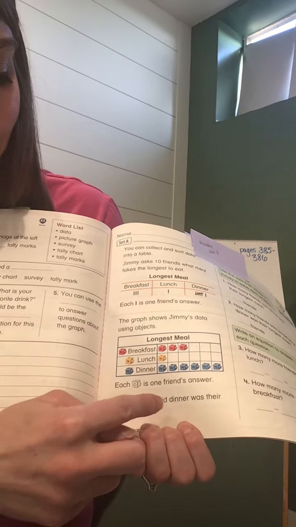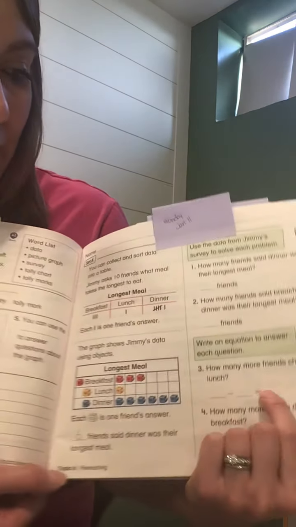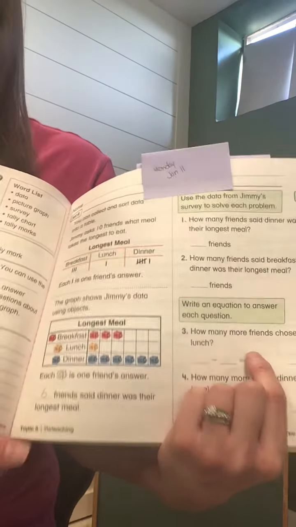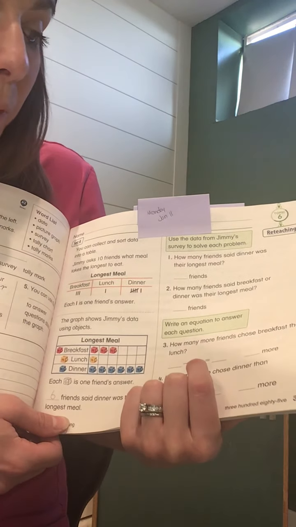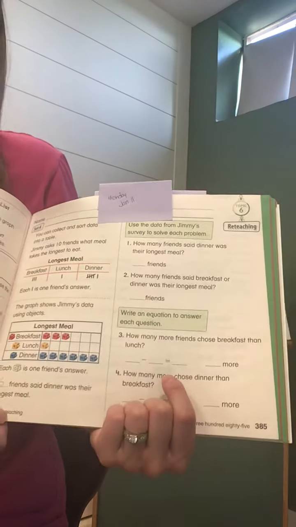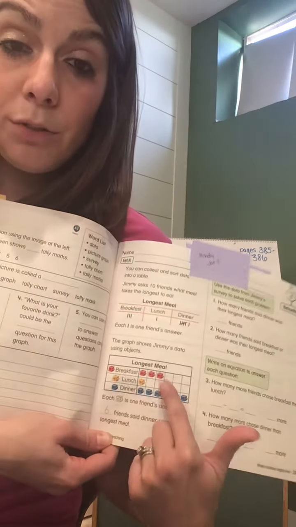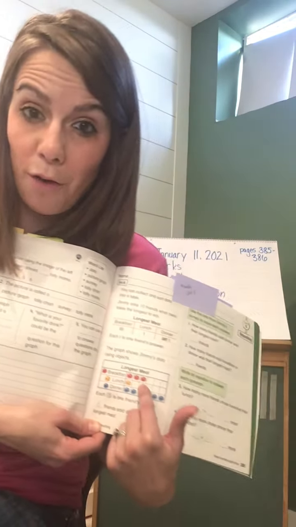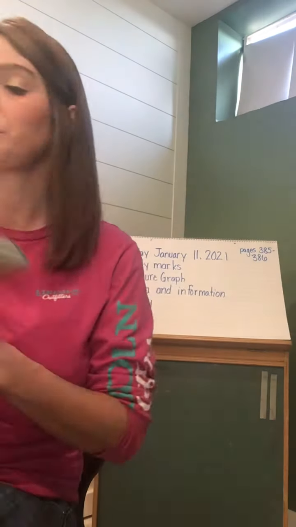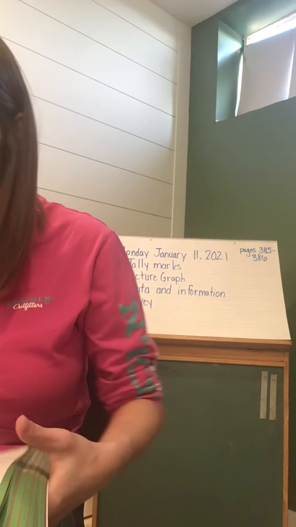So 6 friends said that dinner was the longest meal. Now it's going to ask you over here, maybe like how many more friends chose breakfast than lunch? And you can use this picture graph to help you solve that problem, okay? Now on the next page, we have another picture graph.